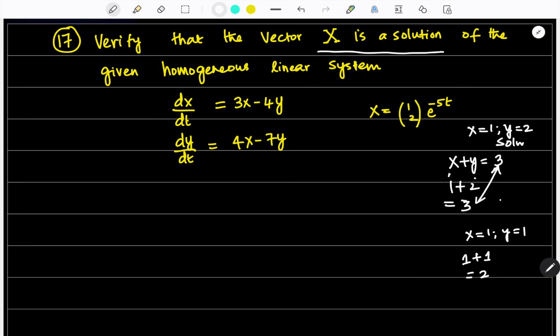1 plus 1 is equal to what? 2. Is 2 equal to 3? No. So what will you write? It's not a solution. Same thing, simple. Here it's a differential equation. That's it. Such a nice thing, right?